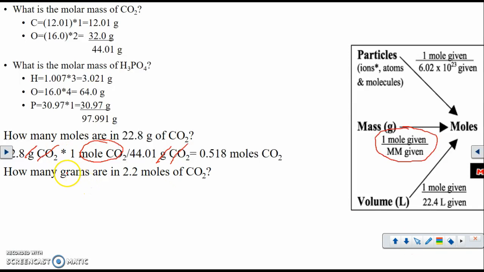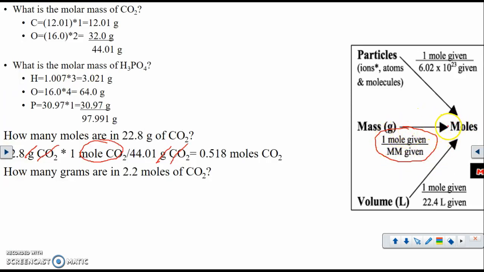Going the opposite way, how many grams are in 2.2 moles of carbon dioxide? So we're going from moles. This time, folks, we're going from moles to mass. Here's the deal. If you're going from moles to mass, if you look at the arrow, we are going against the arrow. When we go against the arrow, the ratio that is displayed underneath gets reversed.